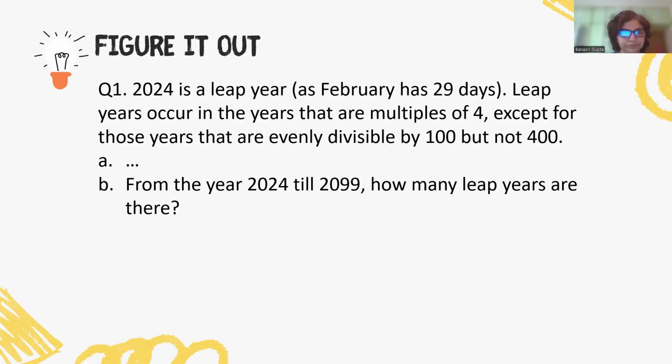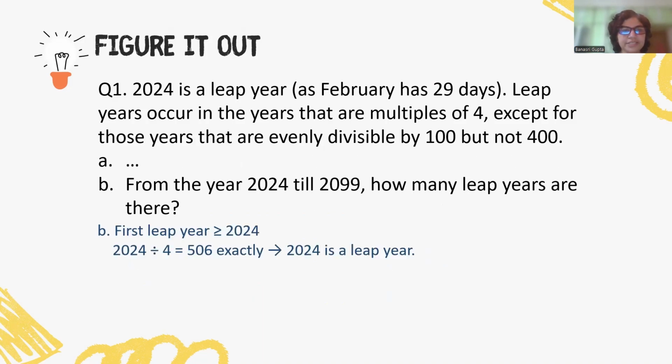But if you have to do part B of this, you need a little more mathematics. So from the year 2024 till 2099, how many leap years are there? The first leap year greater than or equal to 2024 is 2024, because 2024 is exactly divisible by 4. This is also a leap year. It's greater than or equal to, we said. So 2024 is a leap year.